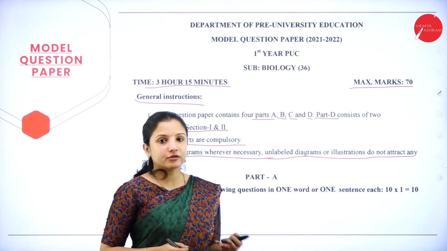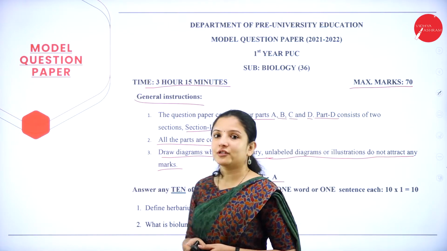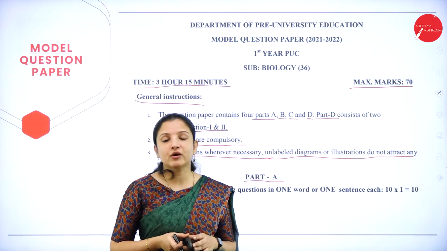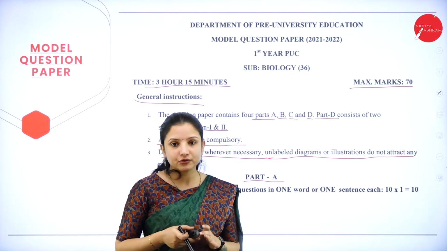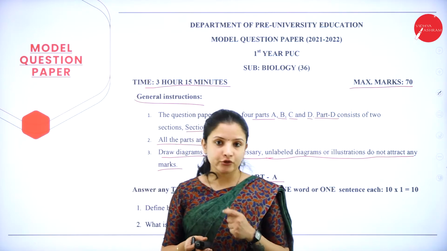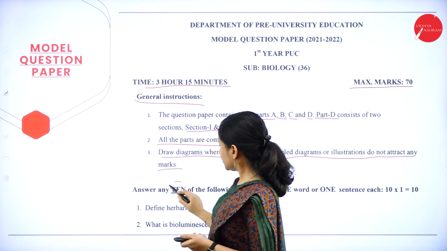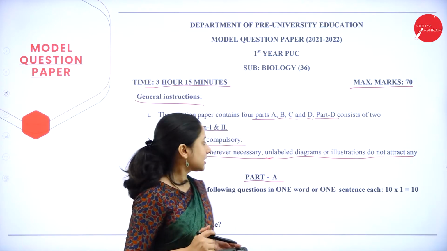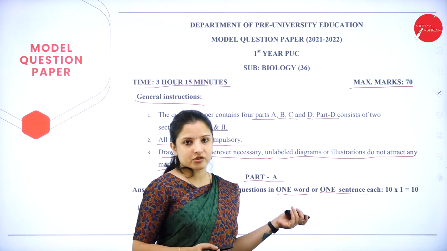So next, moving on to the question paper, that is part A of the question paper. You're very lucky this year, because you have n number of options, right? You have 5 extra options for you, so that it is easy for you to score. Please make use of it, study well and make use of it. Here they have asked you to answer any 10 questions either in 1 word or 1 sentence. Sometimes it is a 1-mark question.